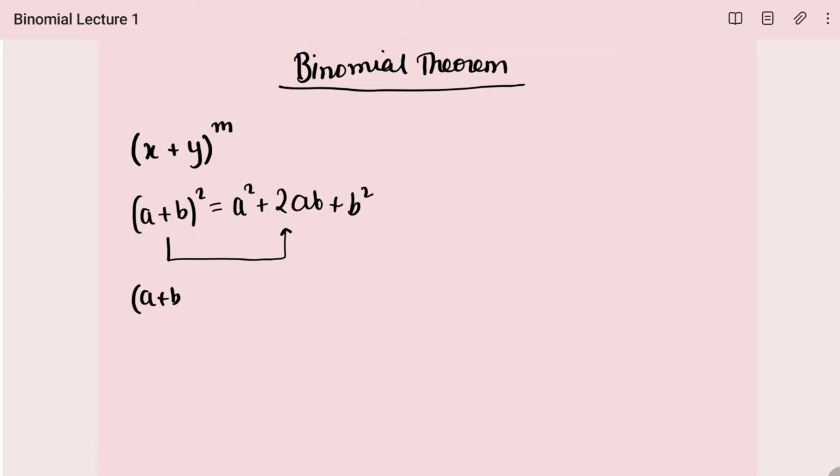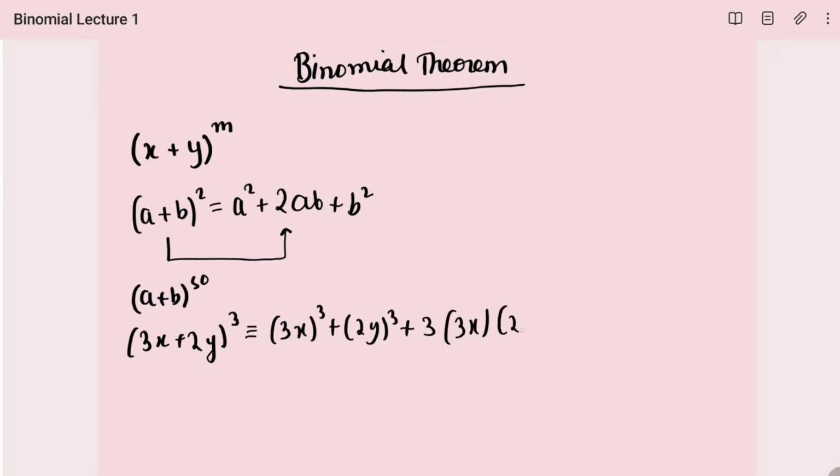But what about a plus b whole to the power 50? What if I ask you what is 3x plus 2y whole to the power 3? Basically you are going to use the cube formula. You are going to say it is 3x cubed plus 2y cubed plus 3 into 3x into 2y into 3x plus 2y. Okay, but what about 3x plus 2y whole to the power 70, right? You cannot compute it like that so easily. Therefore, in order to answer these questions, we have binomial theorem. So this theorem was invented by the famous mathematician Newton.